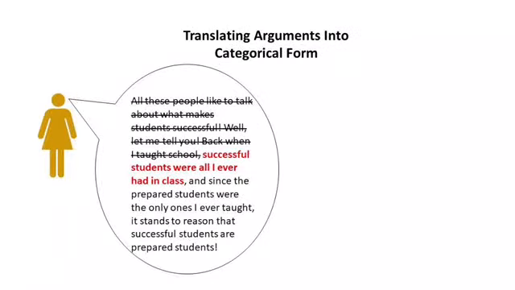And the first proposition really is successful students were all I ever had in class. And that fits the pattern, right? Successful students would be the subject term. That's what that part of the sentence is about. Were is a copula because it's a form of the verb to be. And then all I ever had in class, that's what follows the verb. That makes up the predicate term.